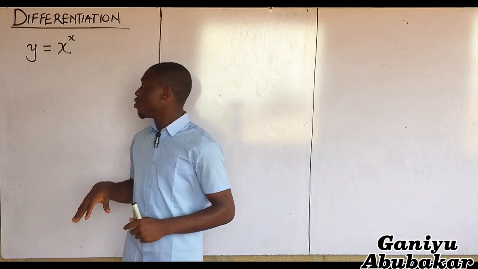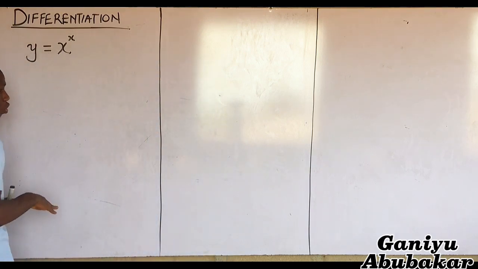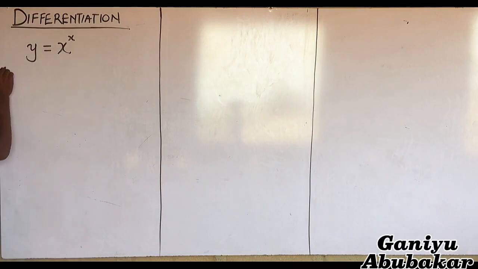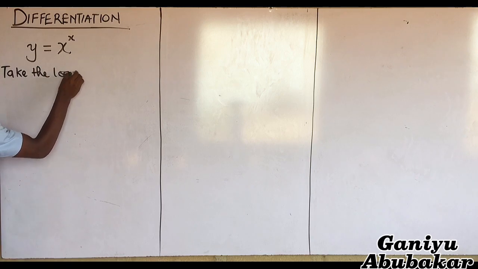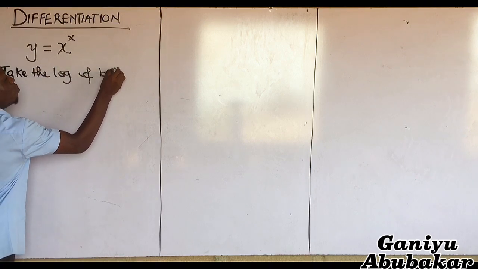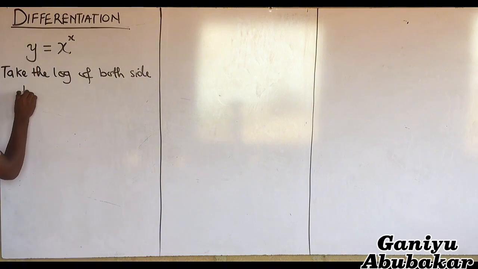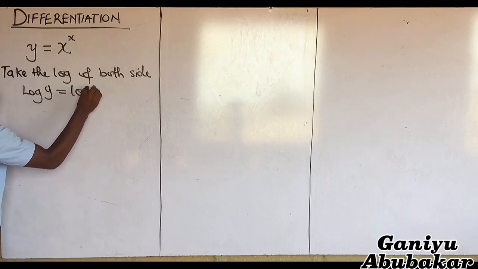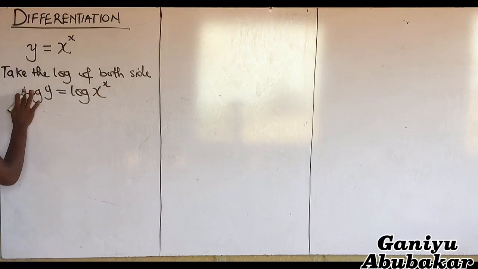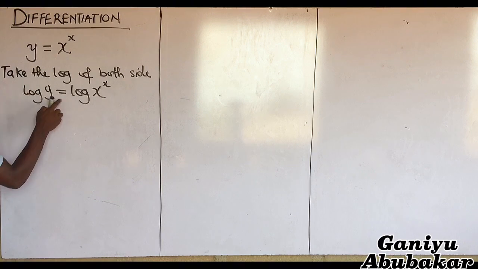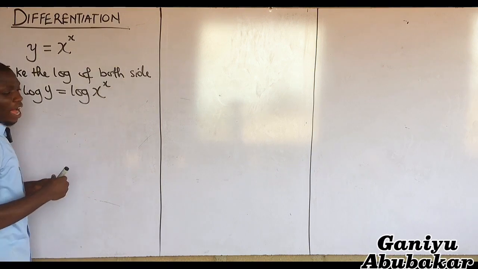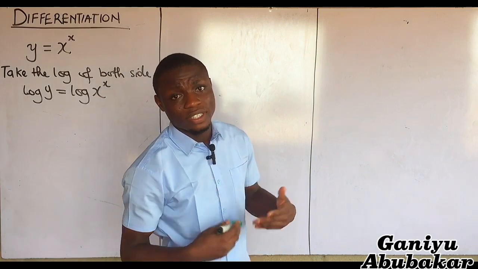For this one here, your first task is to take the log of both sides. So first things first, I'll take the log of both sides. If I take the log of both sides, I'll have that log y is equal to log x to power x. After taking the log of both sides, what's next?